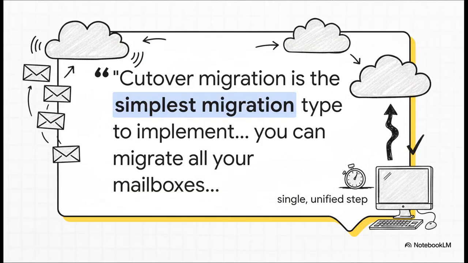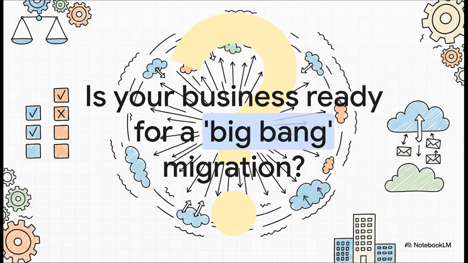And really, if you're going to remember one thing, this quote from the source material just nails it. The number one reason to choose this method is its simplicity. It really is the most direct, straightforward path to get your entire email system into the cloud in one single unified step. So, the final question lands back with you. Now that you've seen the process, the rules, the pros, the cons, is your business ready for a big bang migration? It's an incredibly powerful and efficient option, if you fit the profile.